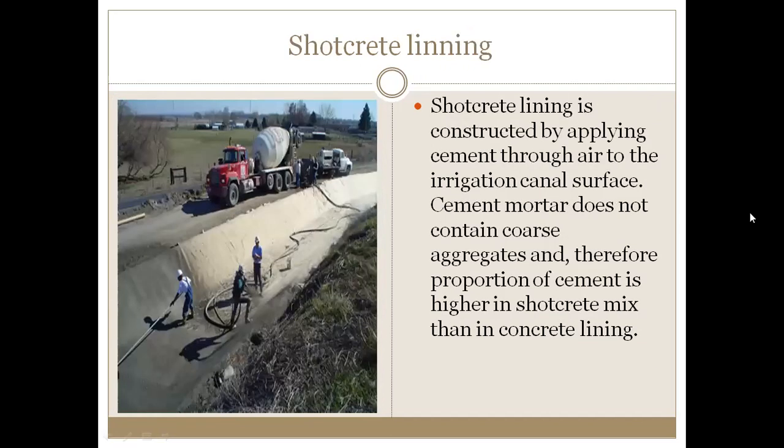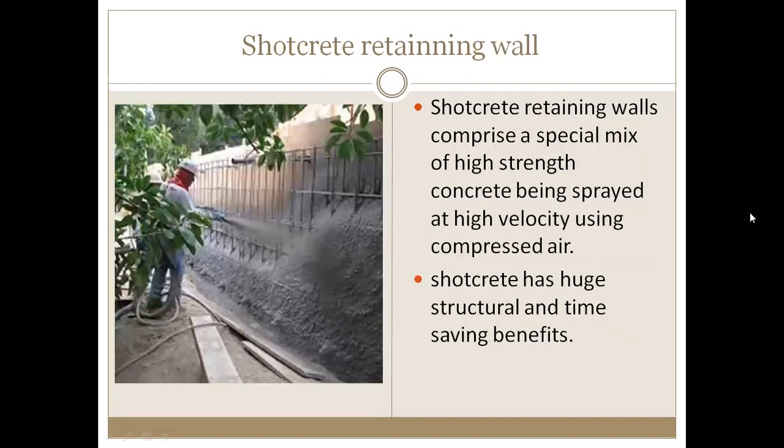Shotcrete lining. Shotcrete lining is constructed by applying cement through air to the irrigation canal surface. Cement mortar does not contain coarse aggregate, and therefore the proportion of cement is higher in shotcrete mix than in concrete lining. These are the men who are using sprayed concrete in lining canals. We can see in this picture.